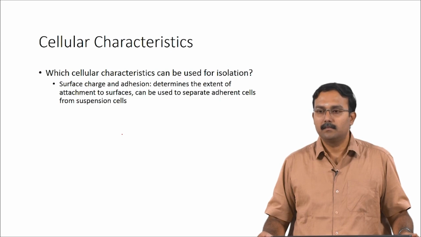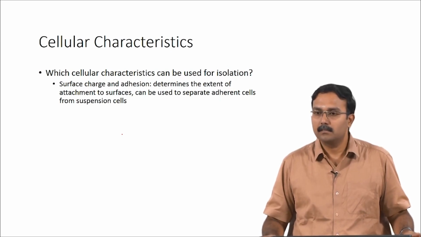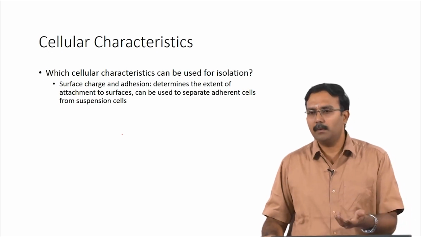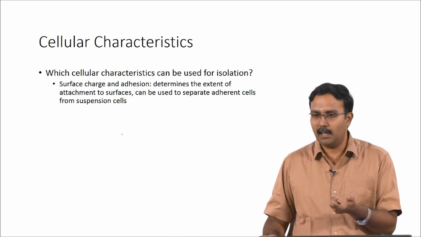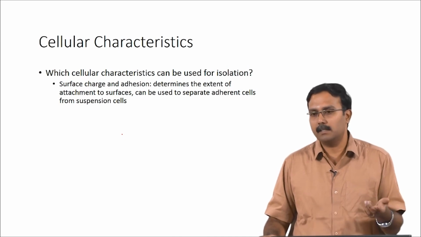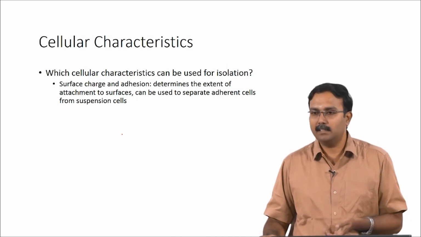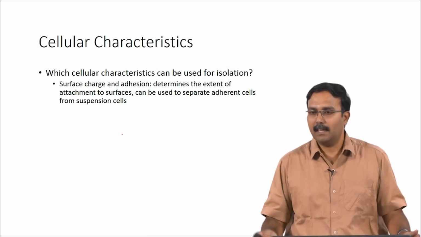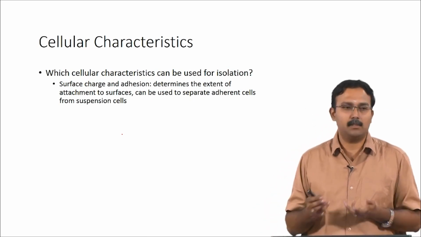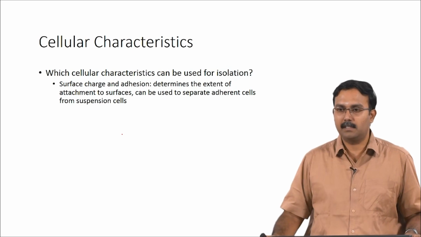What are these suspension cells? Mammalian cells which can survive under suspension. So, blood cells would be one. So, all the immune cells can survive as suspension cells. Cancer cells can actually survive as suspension cells. There are different cell types, stem cells can actually survive as suspension cells.